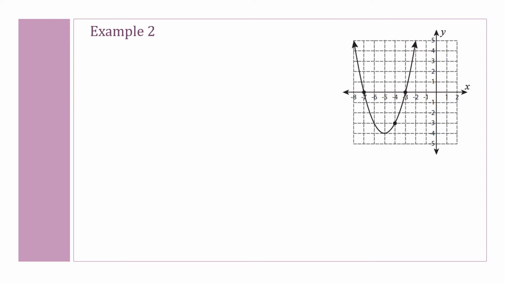Now let's look at example 2. Remember, we're going to use the form f of x equals a times the quantity of x minus r sub 1 times the quantity of x minus r sub 2, where r sub 1 and r sub 2 are my zeros or x-intercepts. Now notice in the form we see that there is a minus operation. So that's going to be very important. If my x-intercepts or my zeros are negative, that operation becomes plus, because a minus times a negative is positive, which is plus.